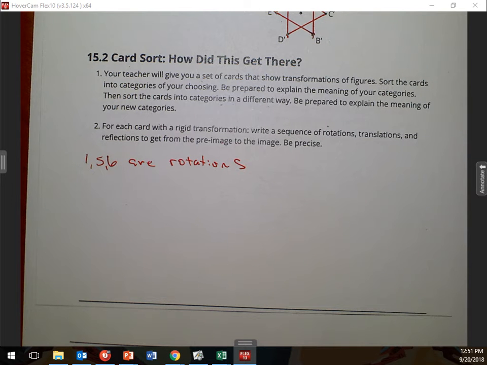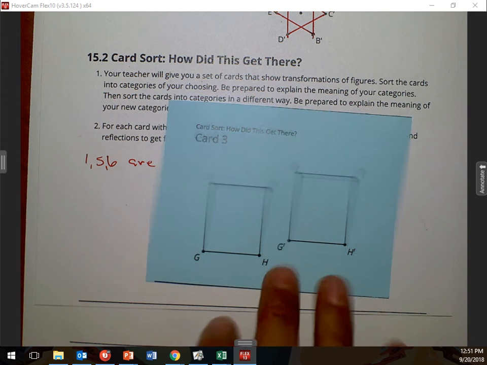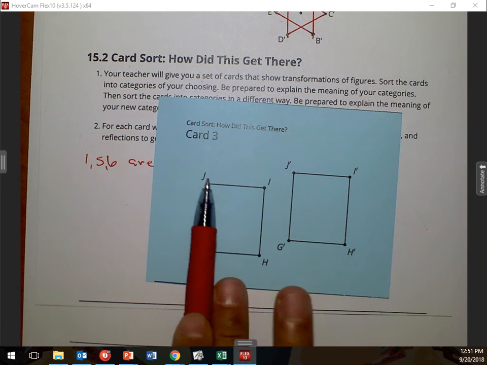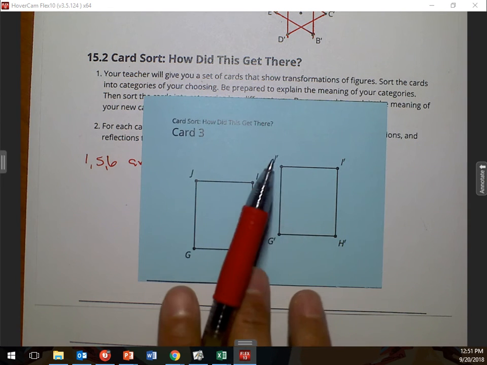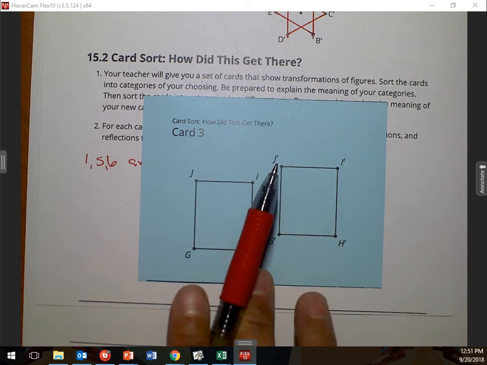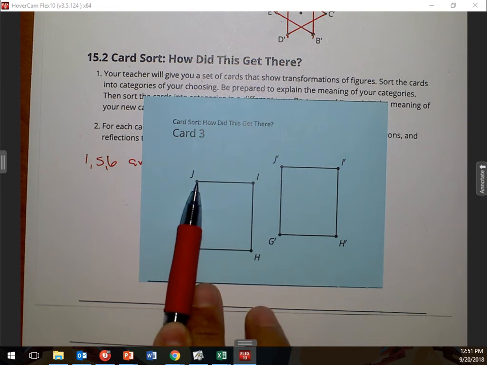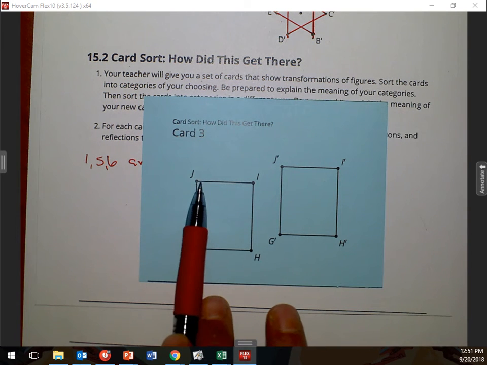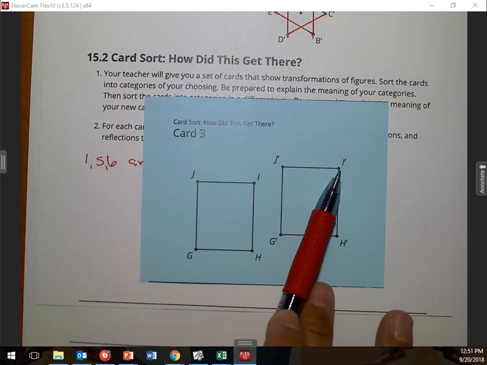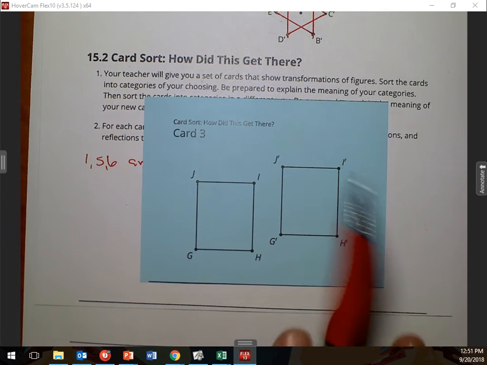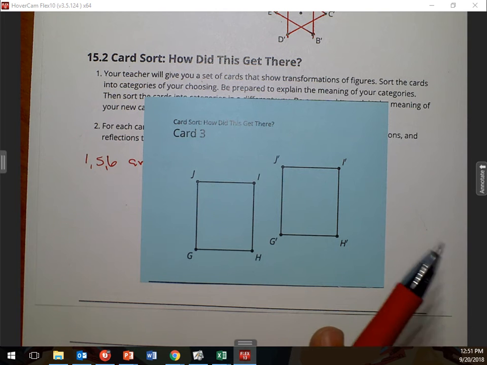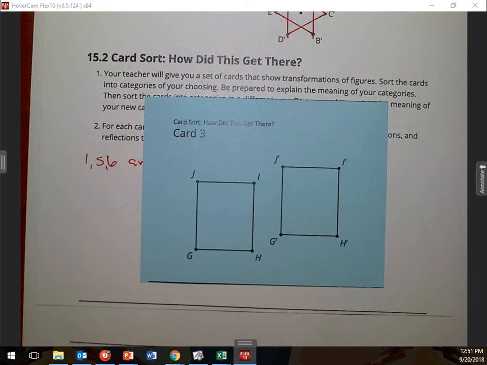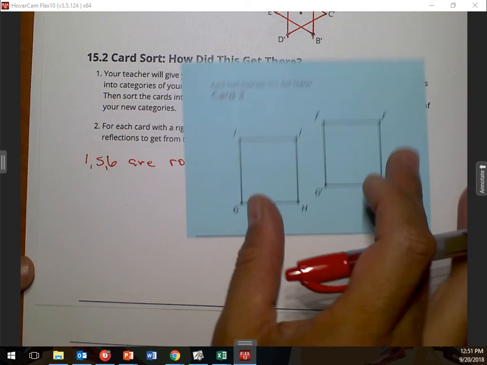What else do you have then? I got card 3 as a reflection. Card 3 is a reflection. Okay, is this one a reflection though? Card 3 can't be a reflection because J for the pre-image and J for the image are in the same spot. So reflection would mean that J, if I flip J over, isn't J going to be over here on this side? Is it a slide? Yeah, this one would be a slide. Very good. So that one would be a slide.